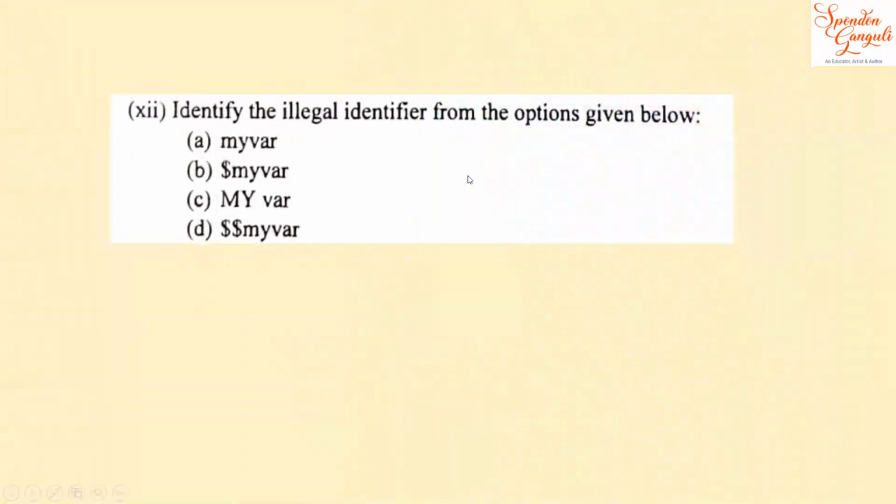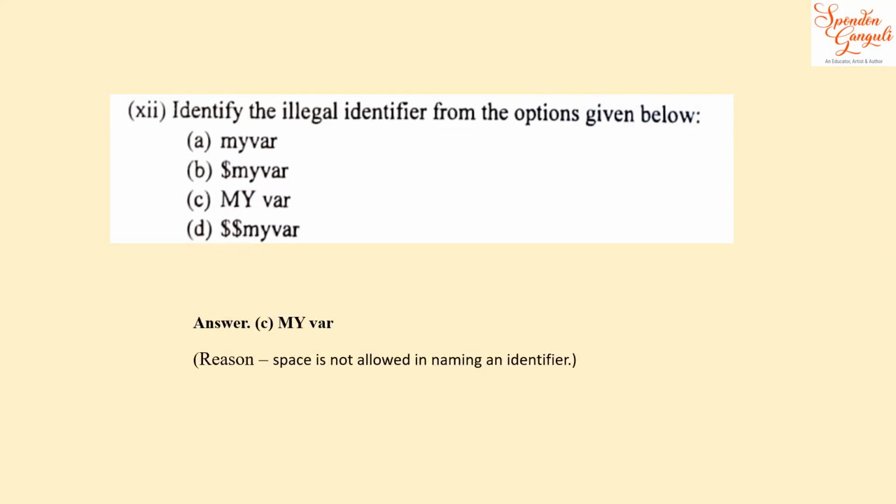Next one, identify the illegal identifier from the options given below. The correct answer is option C, because it contains a space in between, whereas the rest are all valid identifiers.